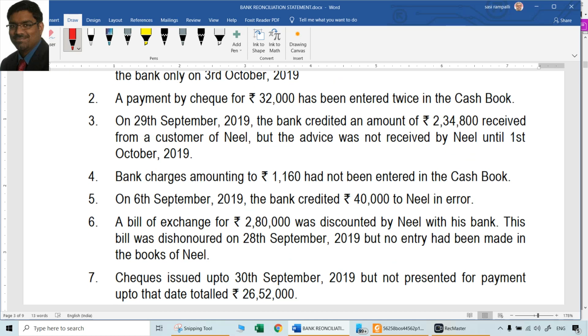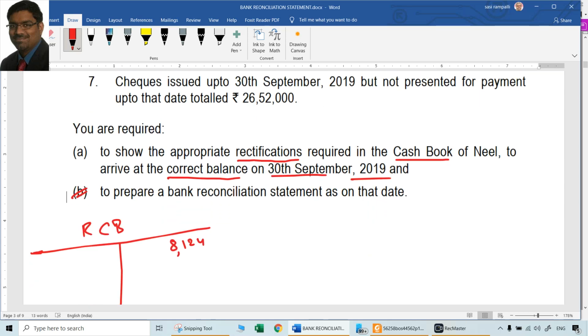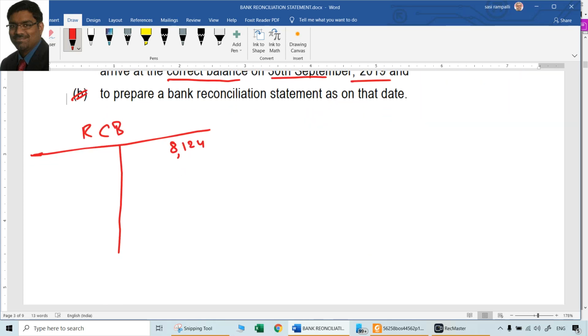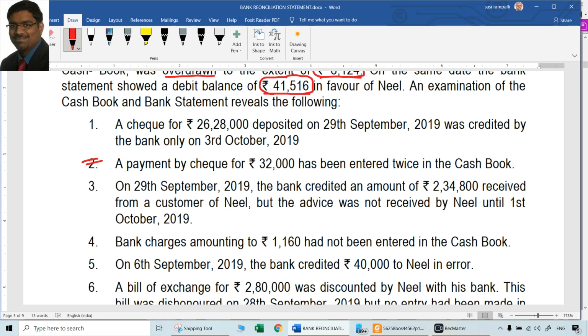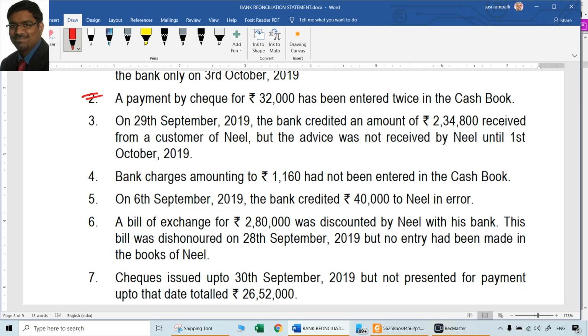Second point, a payment by check for 32,000 has been entered twice in the cash book. This is a mistake. Payment 32,000 entered twice means payments will be on the credit side. Deposits will be on the debit side, withdrawals will be on the credit side. So the payment of 32,000 was credited in our cash book 2 times. So we have to rectify that, means we have to cancel that credit.